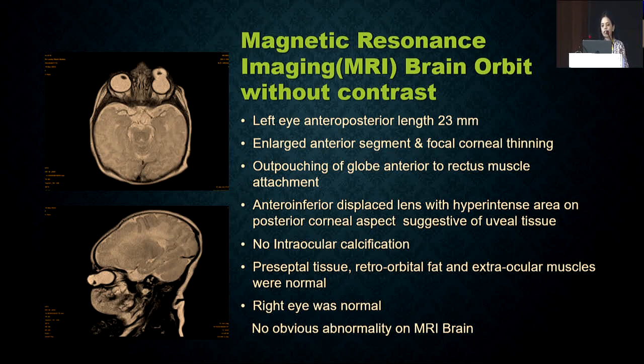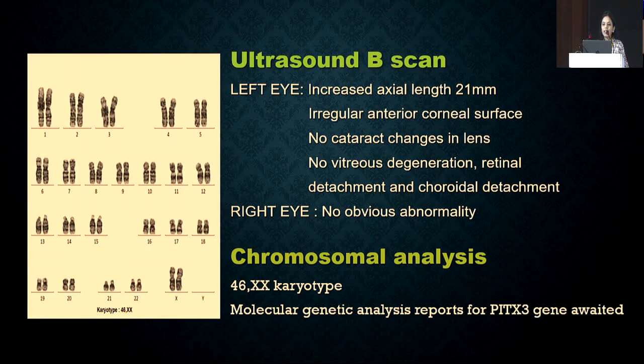The other extraocular structures and the right eye examination were normal. There was no abnormality on the MRI brain. On performing the ultrasound B scan, we found that the baby had an increased axial length in the left eye of 21 millimeters with an irregular anterior corneal surface, no cataract or retinal and choroidal detachment. Right eye ultrasound B scan showed no abnormality. On chromosomal analysis, we found that the baby had a 46XX karyotype, so the chromosomal analysis was normal, and molecular genetic reports have been done and are awaited for results.